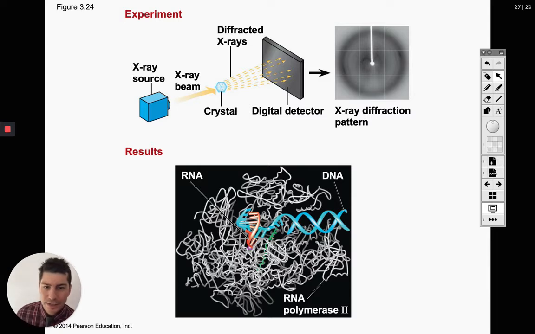And they use X-ray crystallography here. You guys can see we have down here RNA polymerase 2. It's one of our RNA polymerases in our body. What it does is it helps to add RNA nucleotides to our new RNA molecule.